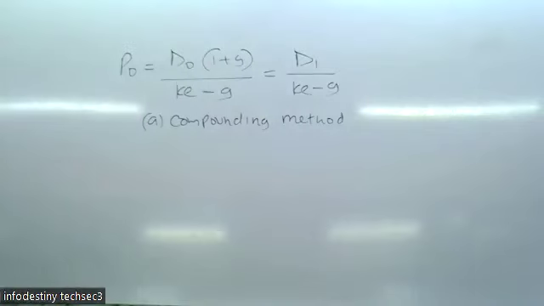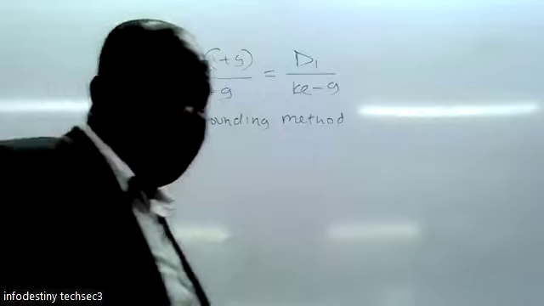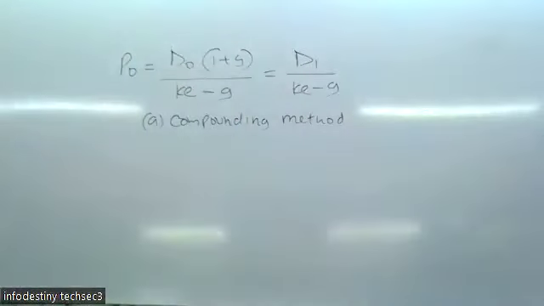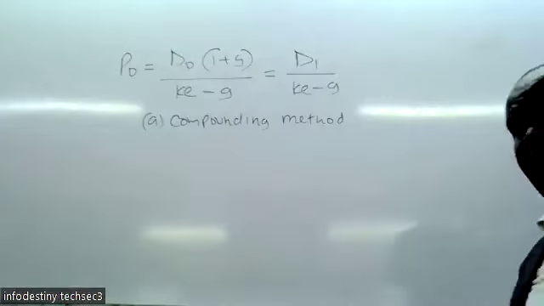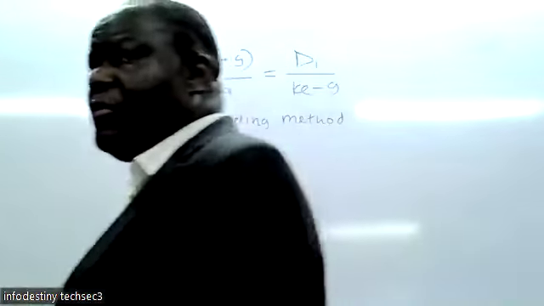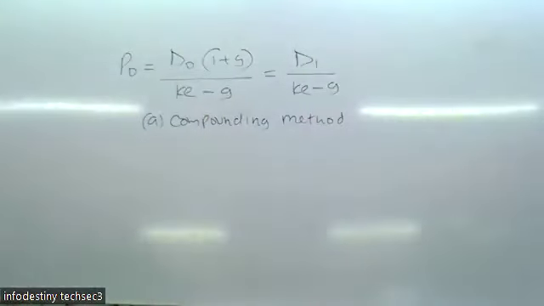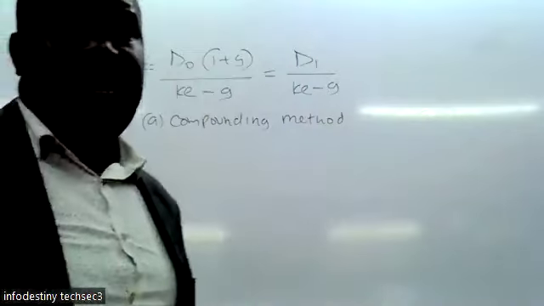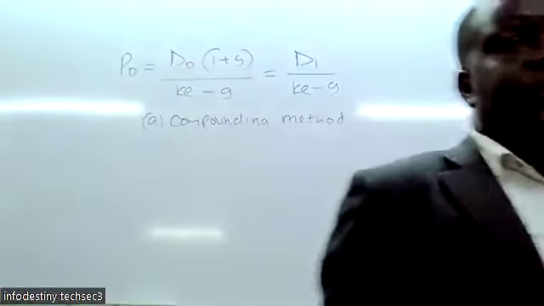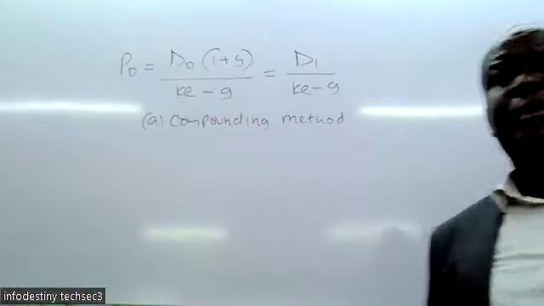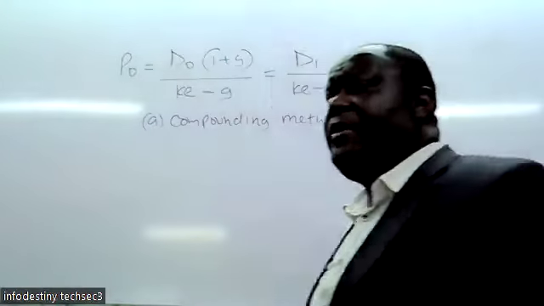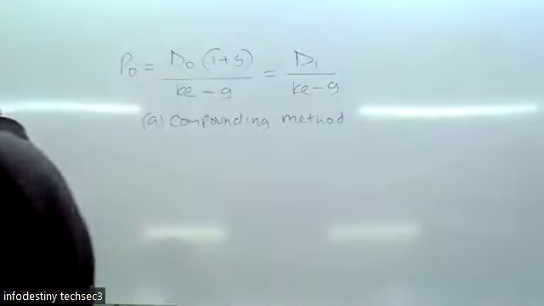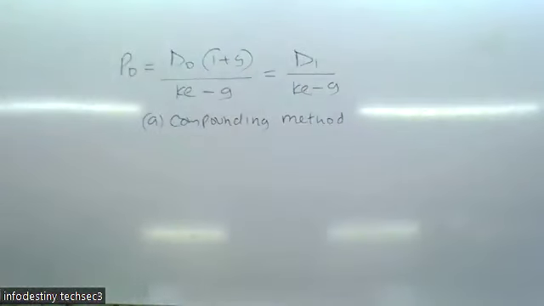The constant growth rate is computed by comparing dividend per share between two periods. By comparing the dividend per share between two periods, and it will be expressed as follows.